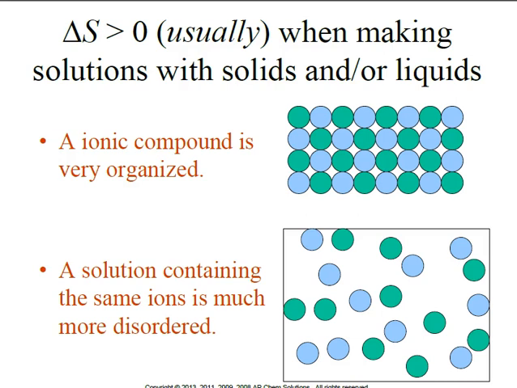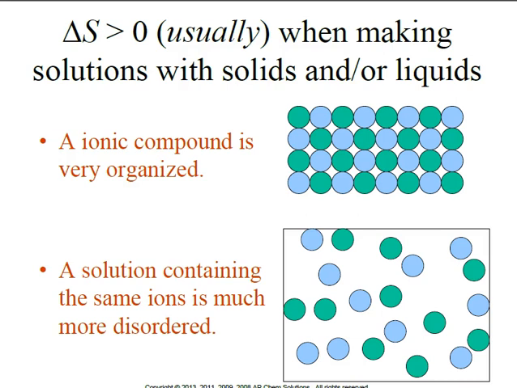Most of the time when we make a solution and we're using solids and liquids, we're going to go from something that was a little more organized, maybe even really organized, like in a salt, like you see that ionic lattice at the top, and then when we mix them, we increase the number of ways it could be arranged, and so there we have a positive delta S.